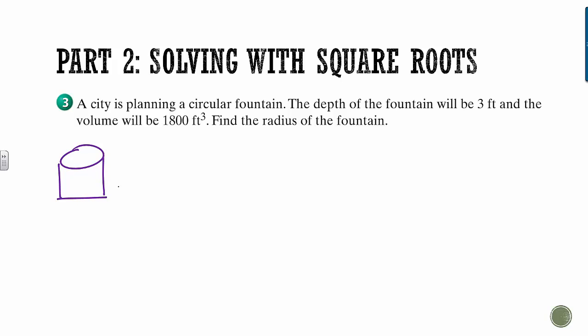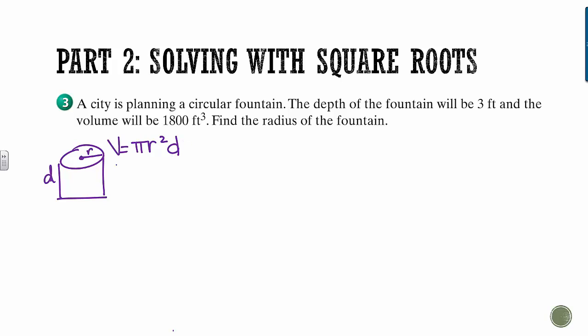So we have the circular fountain. If you remember the formulas for any of this stuff, that will come in handy. You have a radius here, and then you have a depth. So the area of the circle is pi r squared, and then we got to multiply it by how deep the fountain is. So pi r squared times depth is going to be the formula for this.